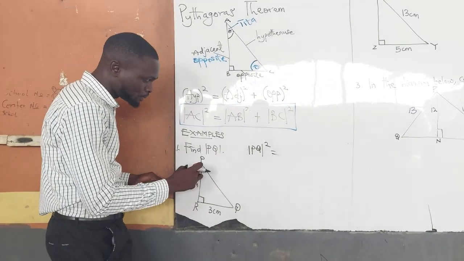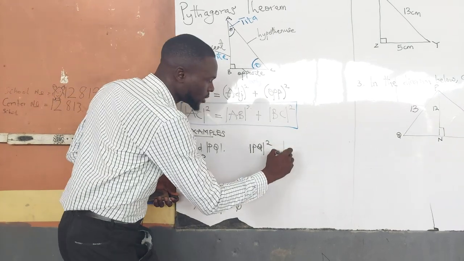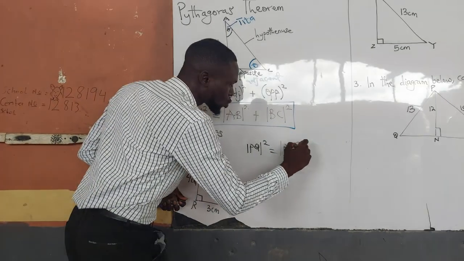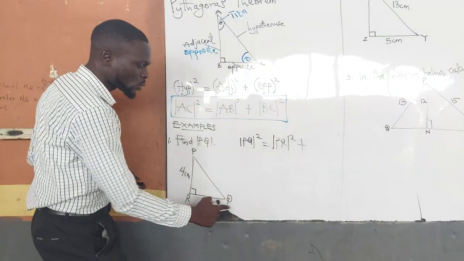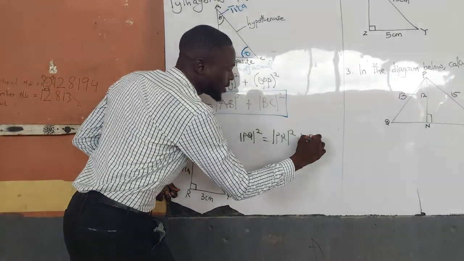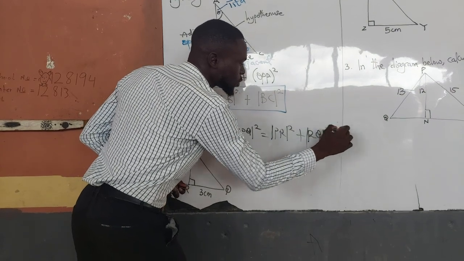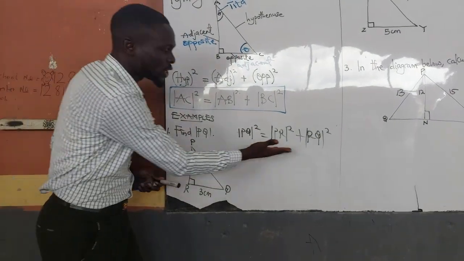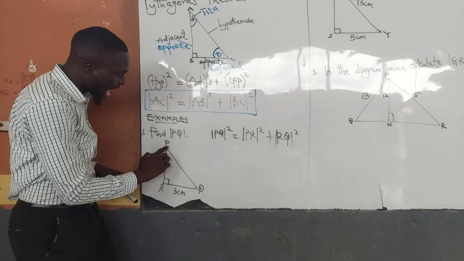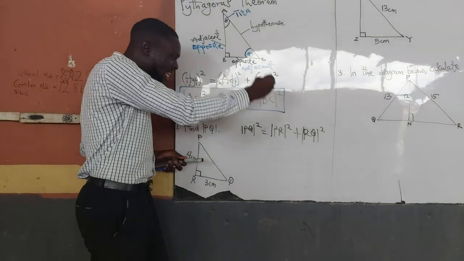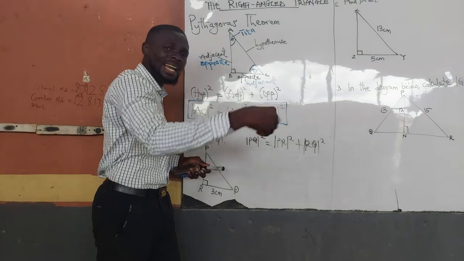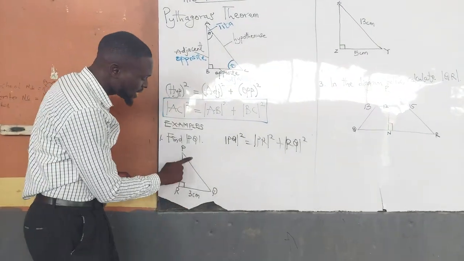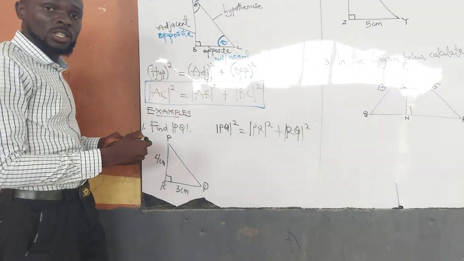So we can say PR squared plus, then this one, RQ squared. So this is the theorem. This is what the theorem is saying. The hypotenuse. So we've squared the hypotenuse and we equate it to the square of the other two sides. So what is the hypotenuse? We don't know. So we are solving for it.